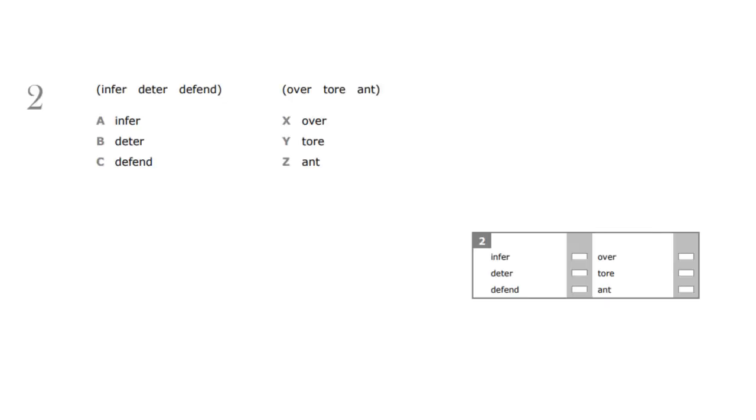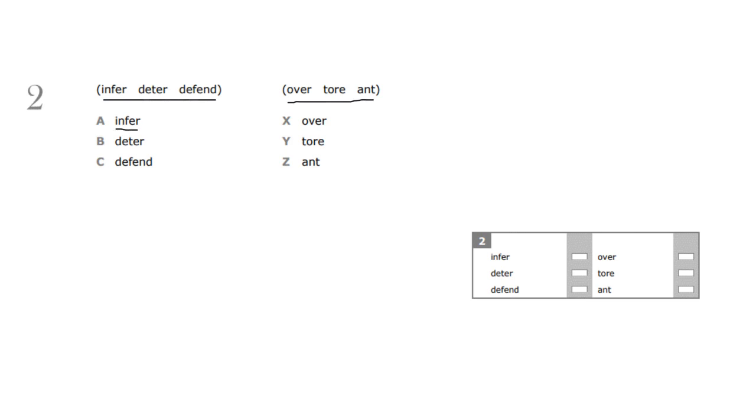Question 2. Infer, deter, defend, over, tor, ant. So we need to take a word from the first group of words and a word from the second group of words and put those two words together to make a new word that is spelt correctly. And the word from the first group of words must come first. So let's go through it logically, starting at the beginning.